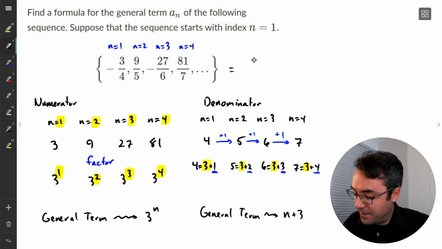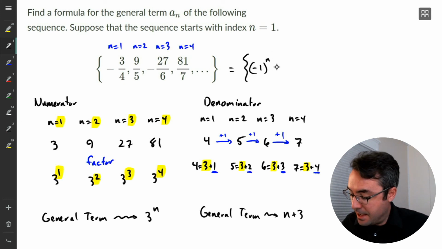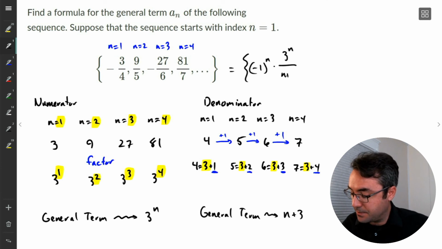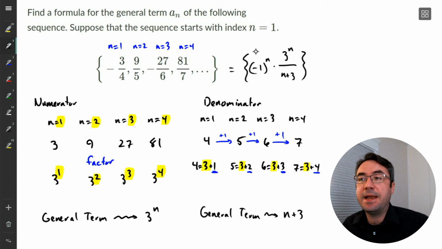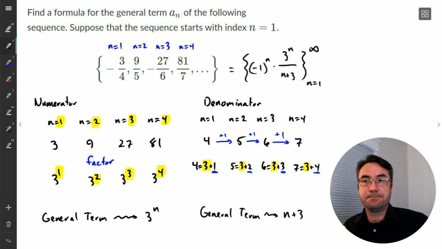All right, so what did we find for our sequence? Well, to get that alternating pattern, we had -1 raised to the power n. And then for our fraction, our numerator we said was going to be 3 to the power n. And our denominator we said was going to be n plus 3. And we use our curly brackets. And now we've written our general term. So we're starting with n equals 1, and we're going from there.